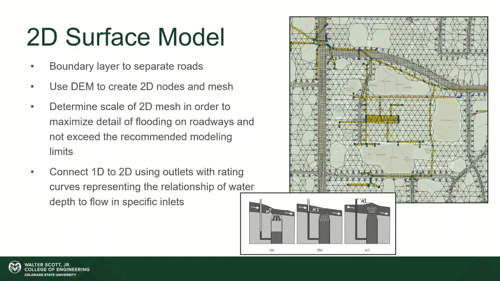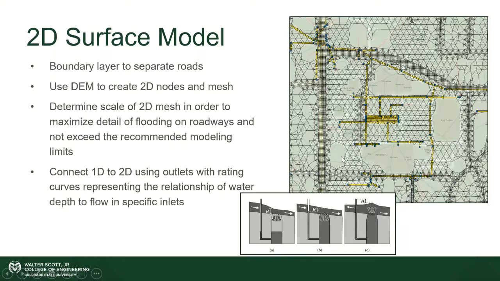And then connecting the 1D to 2D model is done using outlets, and these outlets are connected using rating curves, which describe how water would flow into the inlet depending on the inlet geometry and type, and the height of the water above the inlet. And so that's that little figure in the bottom there that's showing how when the inlet is not full, the water flows over and in, but mostly in, and then if it's full, and then if it's overflowing. And so that's what we're trying to model with those rating curves.